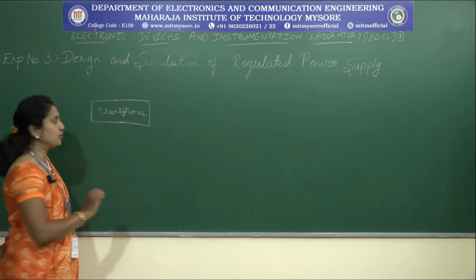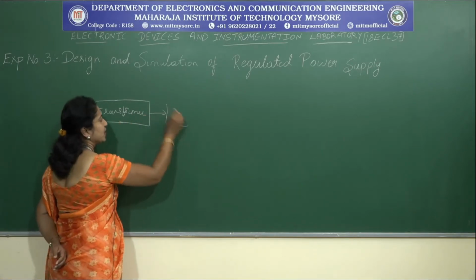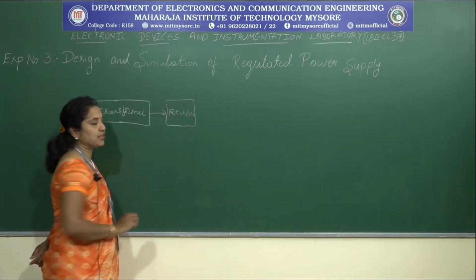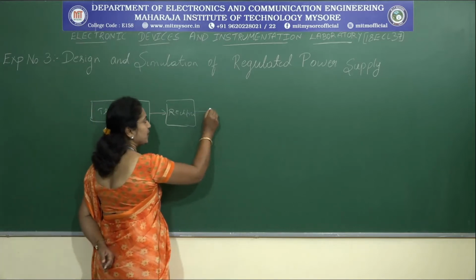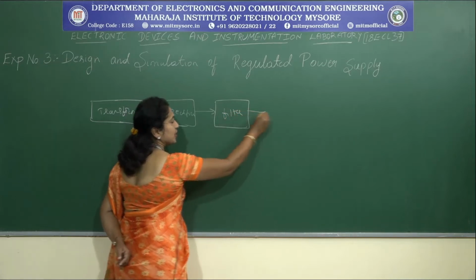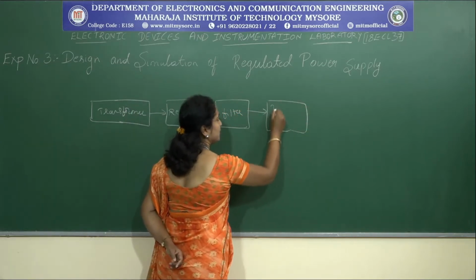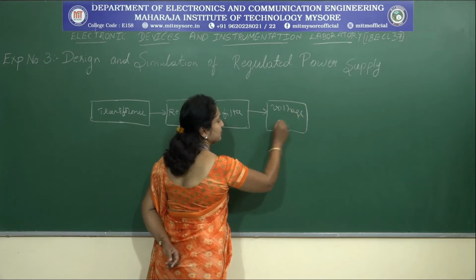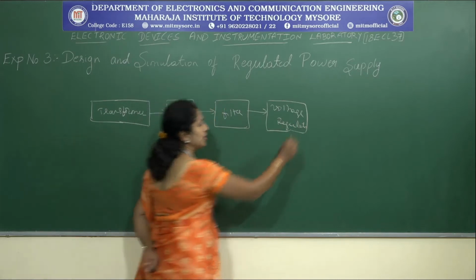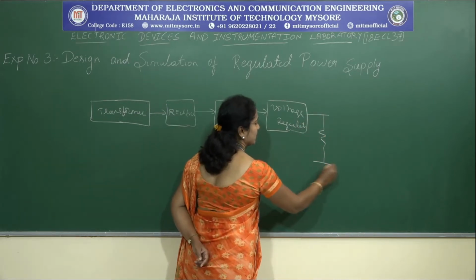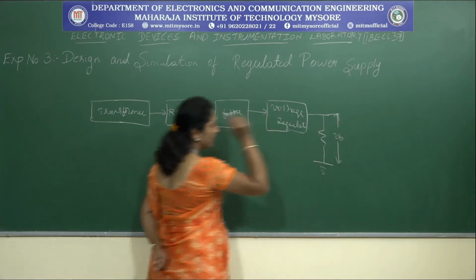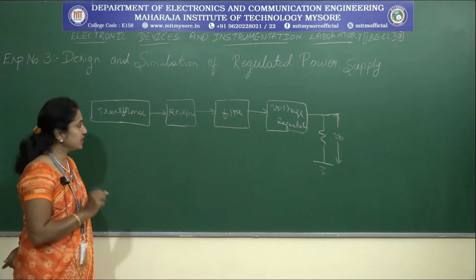From the transformer output, we are feeding into the rectifier. From the rectifier output, it is given to the filter. The filter output is applied to the voltage regulator. The regulated output voltage is applied to the load resistance, and this is the output voltage you are going to measure. This is the block diagram of a DC power supply.